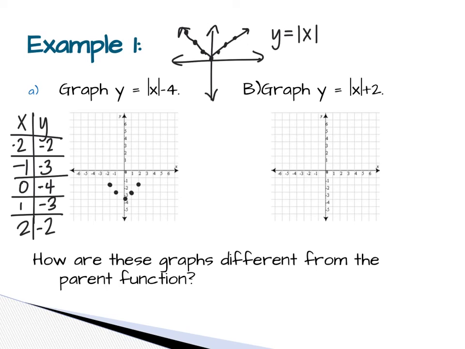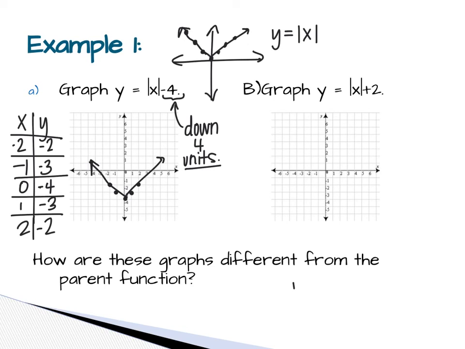And I still have a V, but this one's vertex is not at the origin, it's 4 down. The reason it's 4 down is because of that vertical translation right there. That means down 4 units. So you're going to take each point on your parent graph and you're going to shift it down 4 units.